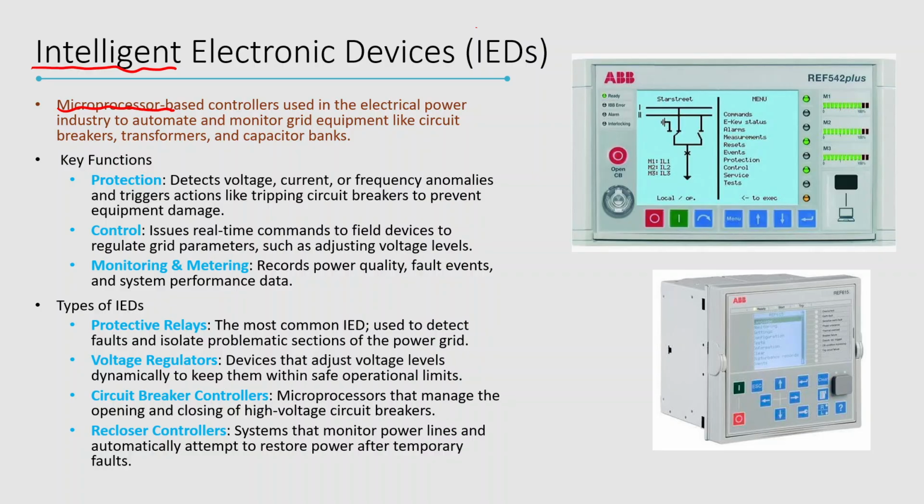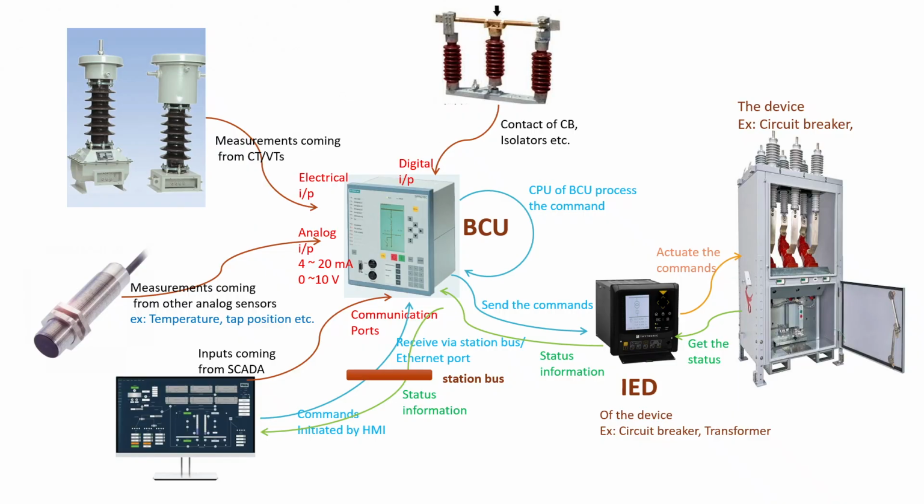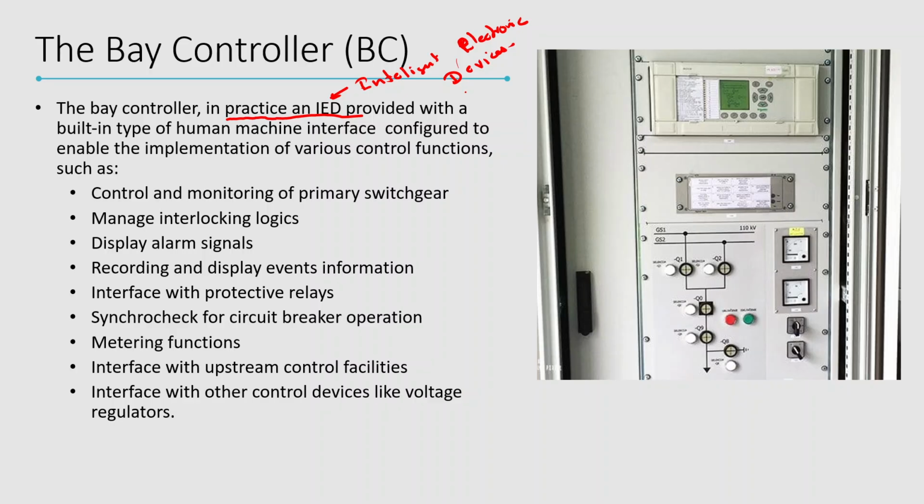And these devices help us to automate and monitor the grid equipment, like circuit breakers, transformers, and capacitor banks, and so on. We'll come to the details of the IEDs later. I just wanted to give you an idea about what an IED is.